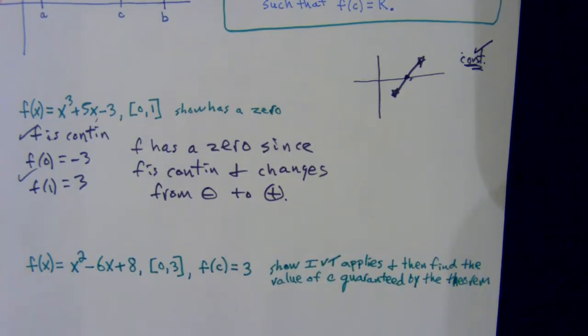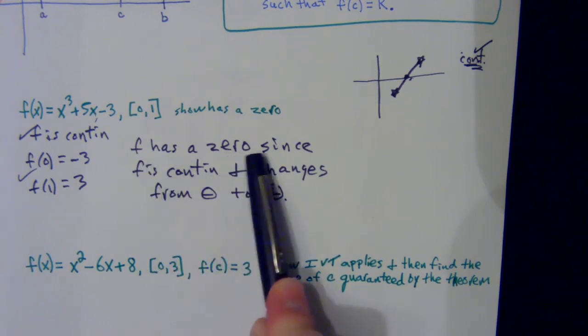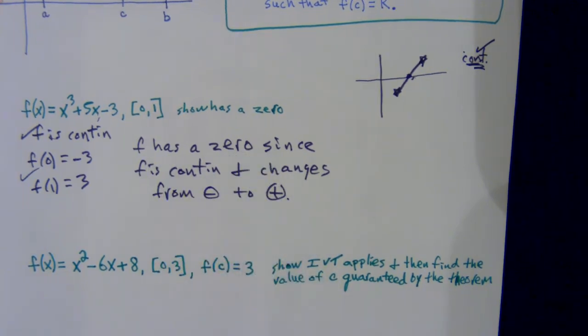AP test, I'm going to tell you, chapter 1, do not use pronouns. They hate pronouns. They do not like that. You don't say it is continuous or it has a zero. Say what is continuous, what changes sign. Because we'll do stuff with the original function, the first derivative graph, second derivative graph. So let's just develop some good habits now.